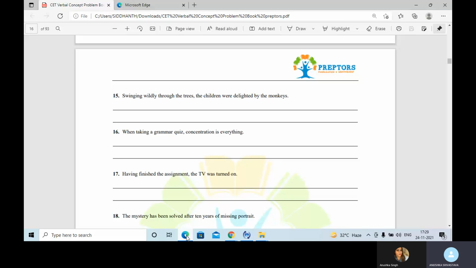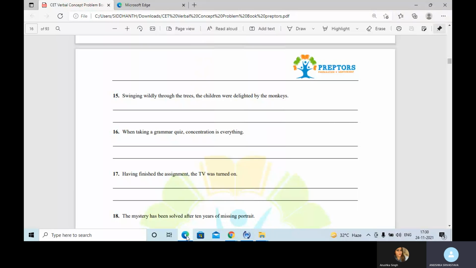16 says, when taking a grammar quiz, concentration is everything. Now, who is taking a grammar quiz and for whom is concentration everything? So, when one is taking a grammar quiz, concentration is everything. Since again it is for a common reference, we take the pronoun one.